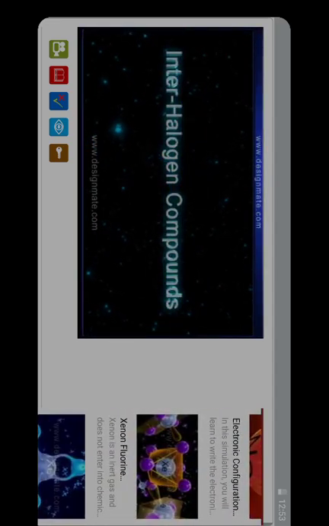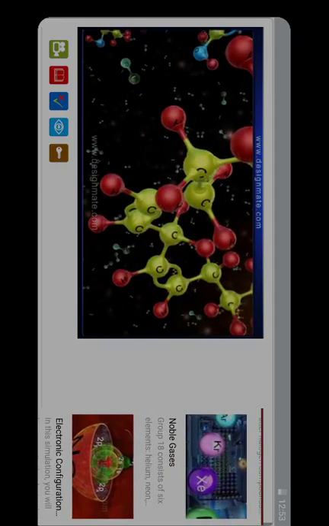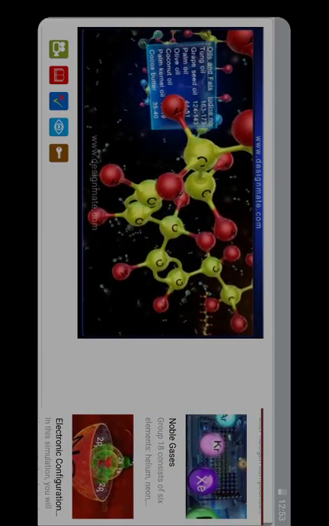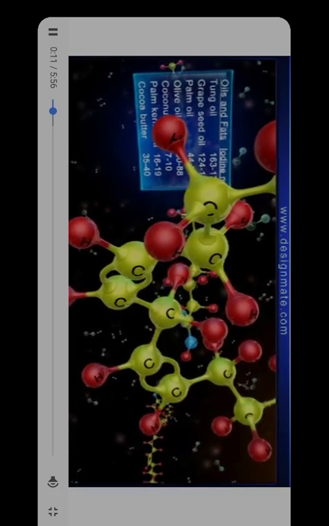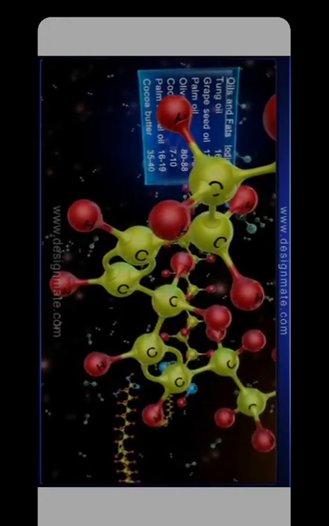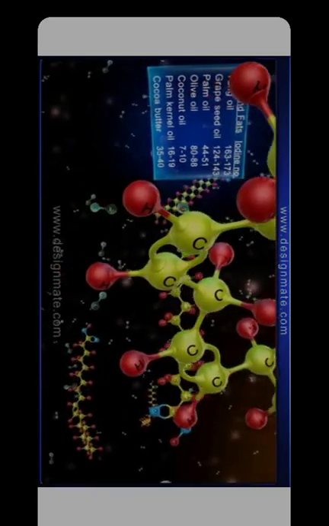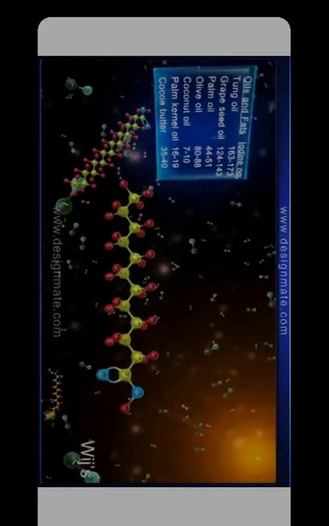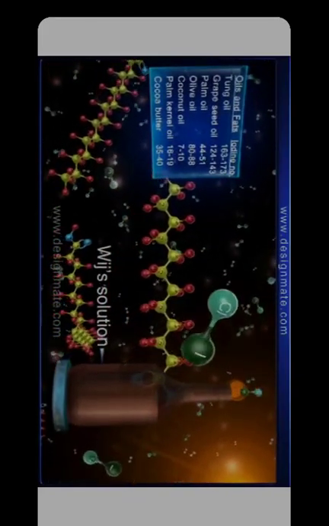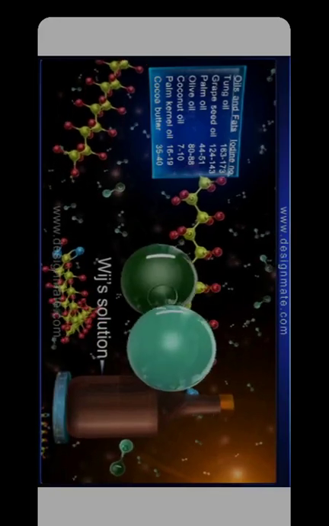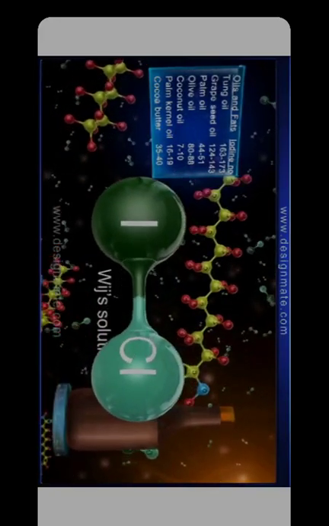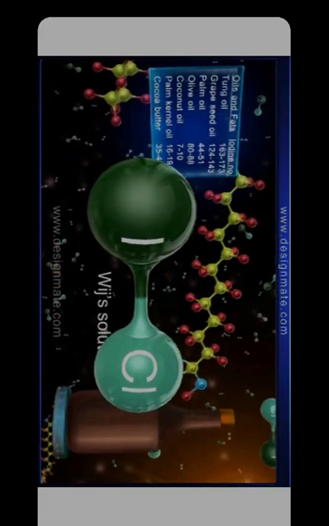Inter-Halogen Compounds. Oils and fats are designated different iodine numbers, which are a measure of the degree of unsaturation in their respective molecules. In analytical chemistry labs, we use Wijs solution, a solution of iodine monochloride in glacial acetic acid, to determine the iodine number of any oil, fat or wax.